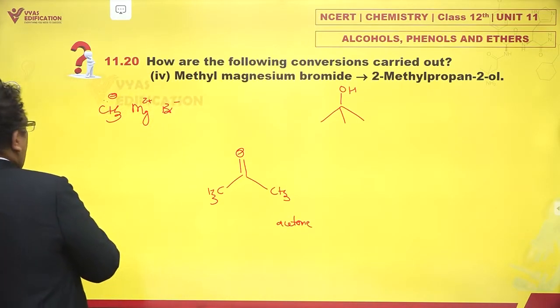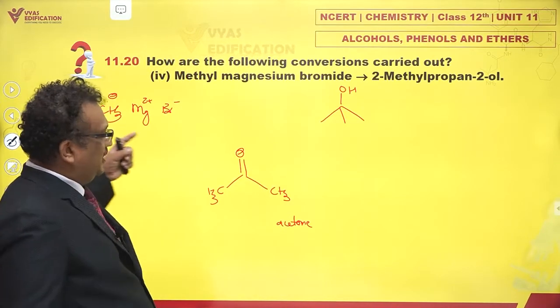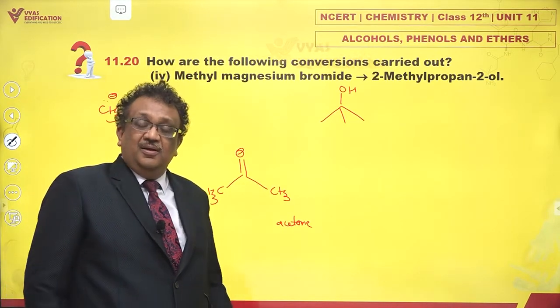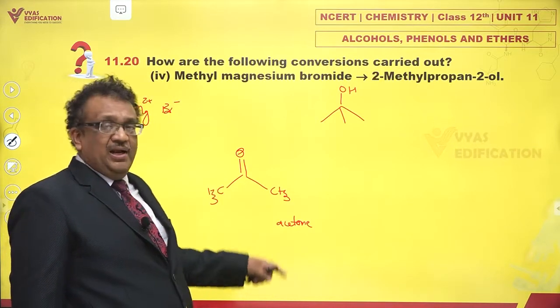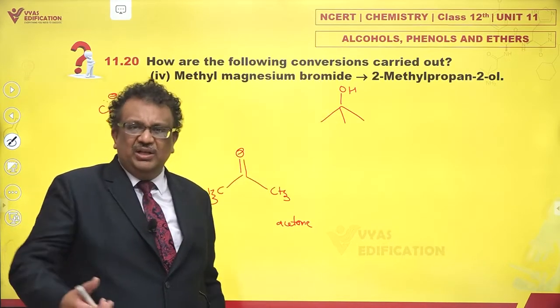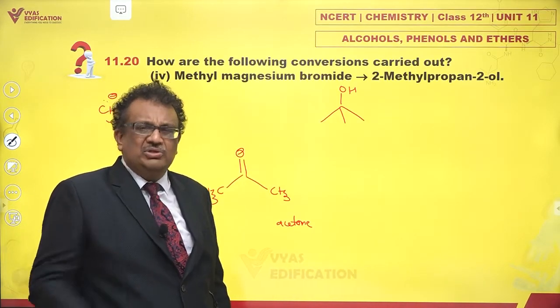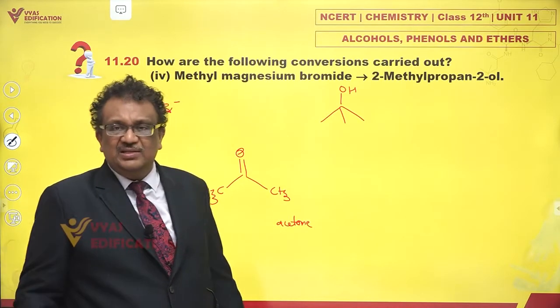And how do I get the idea? See, this is 4 carbons. Methyl has 1, subtract it. So let's have something with 3 carbon atoms, an aldehyde or ketone with 3 carbon atoms, and that too with OH as tertiary in the middle. So most likely this should be a ketone, and the simplest ketone we know is acetone.